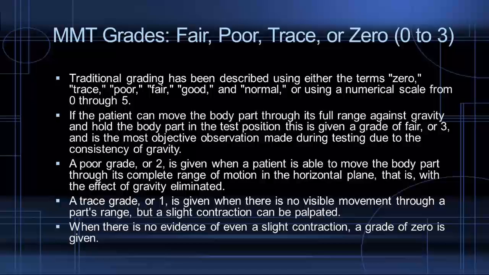So it's poor grade. They can move through the full range of motion by themselves, but they can't do it against gravity. That's a 2. Okay, and so that's pretty objective as well. Trace, or grade 1, is given when there's no visible movement through a part's range of motion, but you can palpate a slight contraction in the muscle. So you're palpating at the musculotendinous junction or the belly of the muscle. They try to move and can't, but you feel a little quivering there. So that's a trace. No evidence of even a slight contraction, absolutely no movement, that is a grade of 0. So 0 is 0. You don't feel anything, you don't see anything.